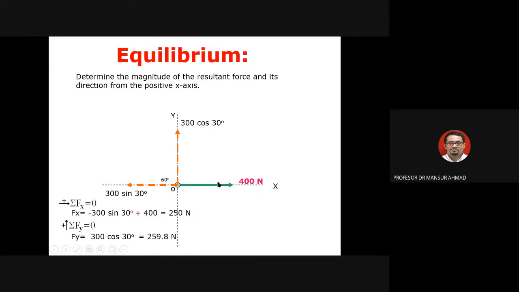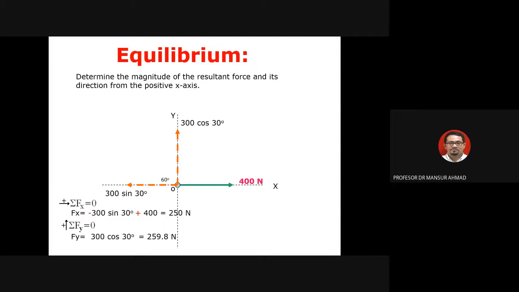What is the answer? Dr. Saiful? Prof, what is the answer for number 2? 259.8. Positive or negative? Positive. Positive, okay. So you have this answer.